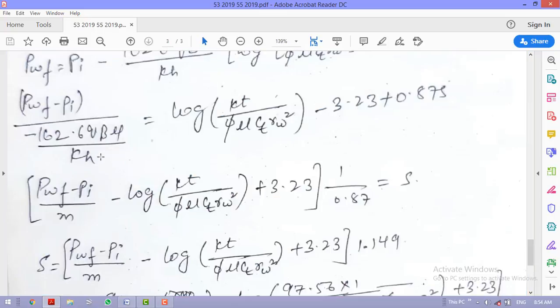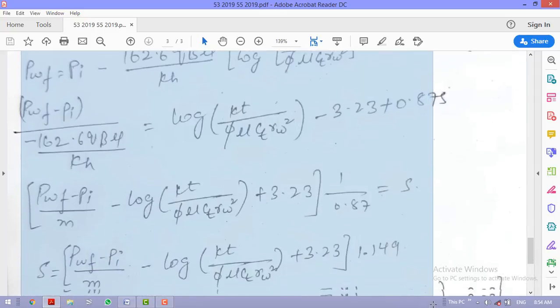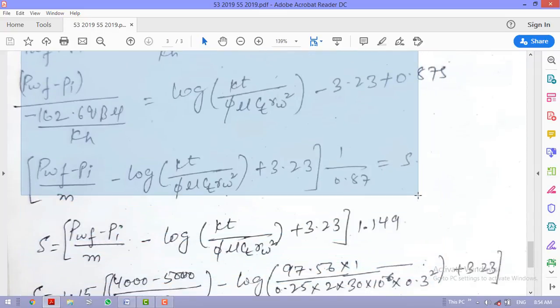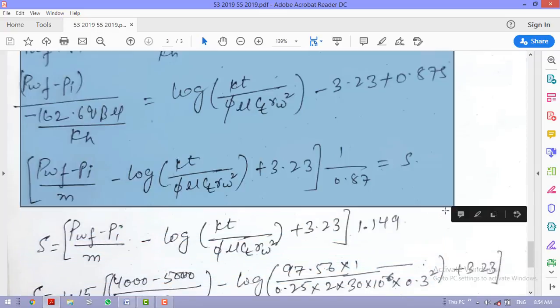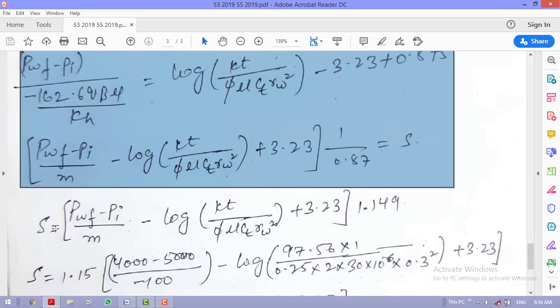To avoid the steps of this simplification, if you know the direct formula, S equals 1.15 into PWF minus Pi by M, then you can simply use it directly. Even if you don't know it, not to worry, it is given in the question. You can simplify your equation in terms of S, as I did here.